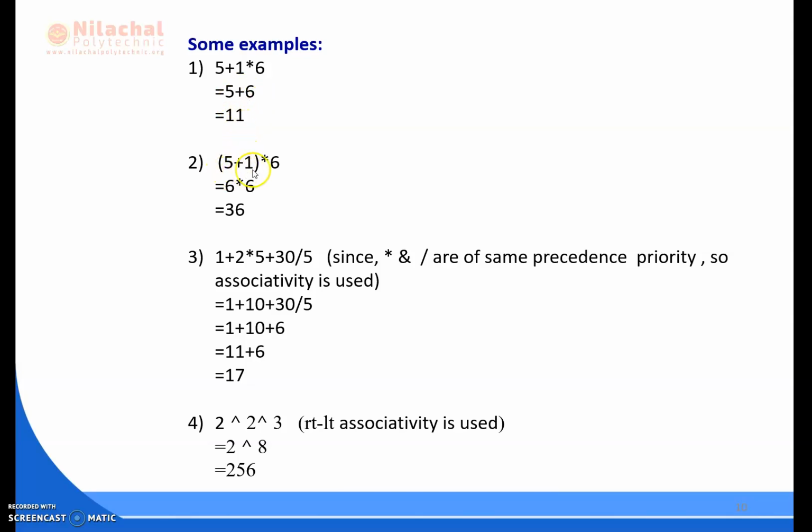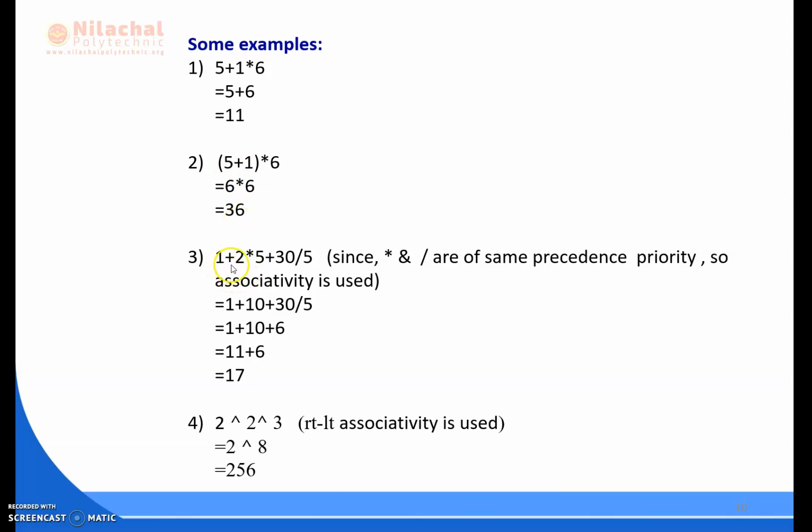Whereas when it is (5 plus 1) multiplied by 6, and 5 plus 1 are between parentheses, we already know, according to precedence priority, we need to solve the brackets or parentheses first, so that we get 6 multiplied by 6 and we get the output as 36.